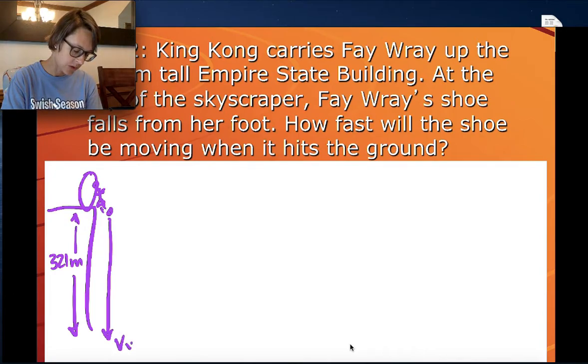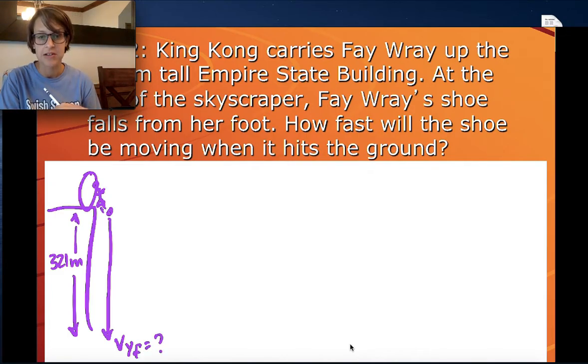So in other words, what is VYF? By the way, VYF will not be 0 because we're talking about as it hits the ground. So it has not come to a stop yet. It's moving basically as fast as it can possibly move at VYF.